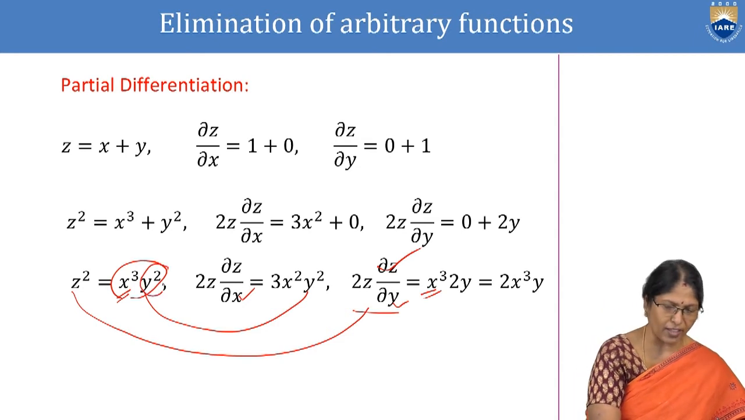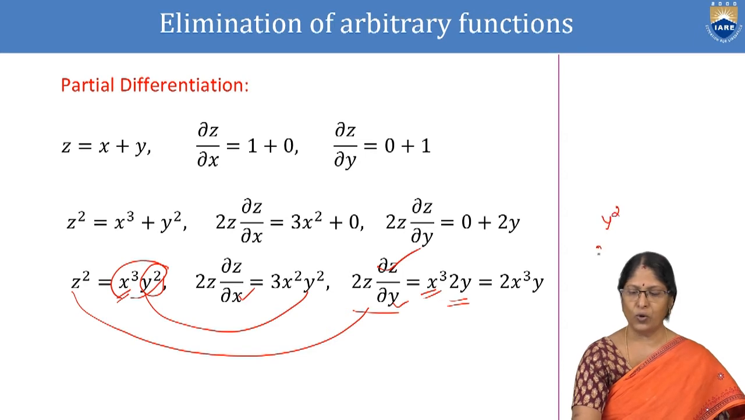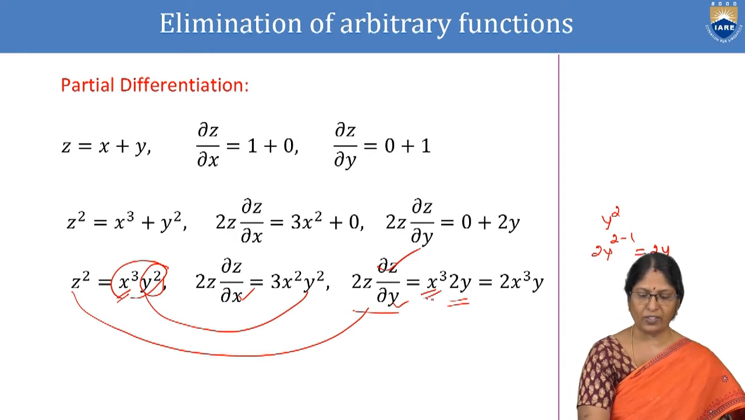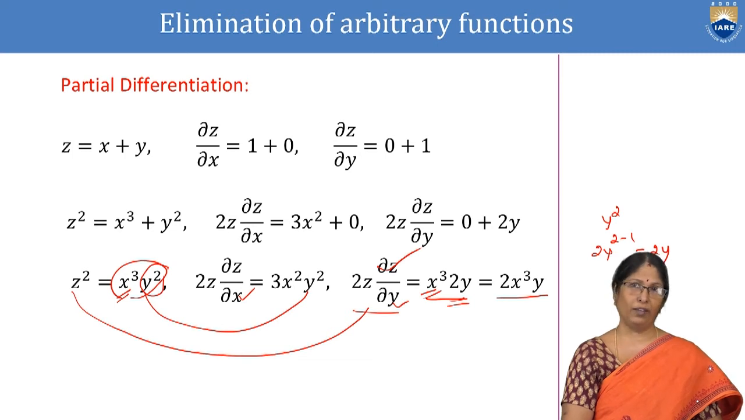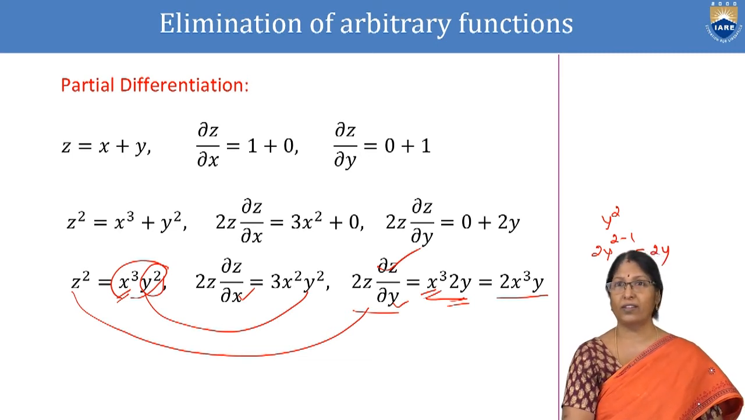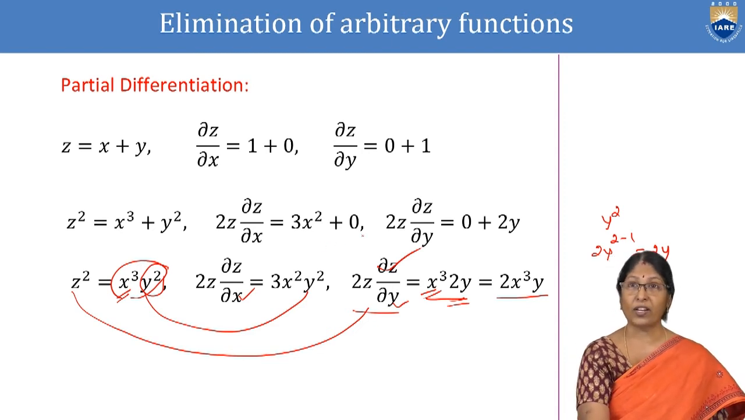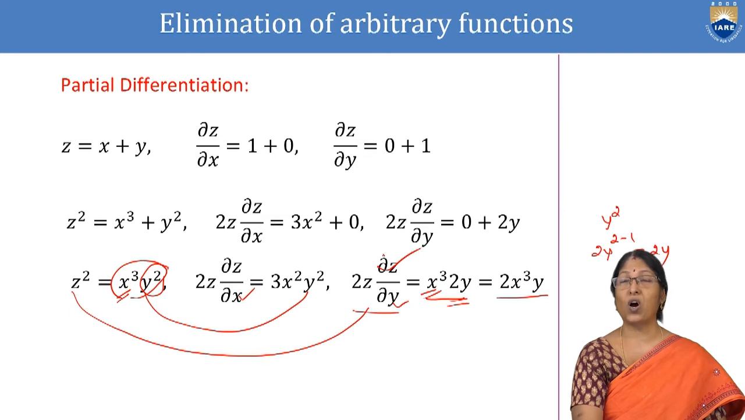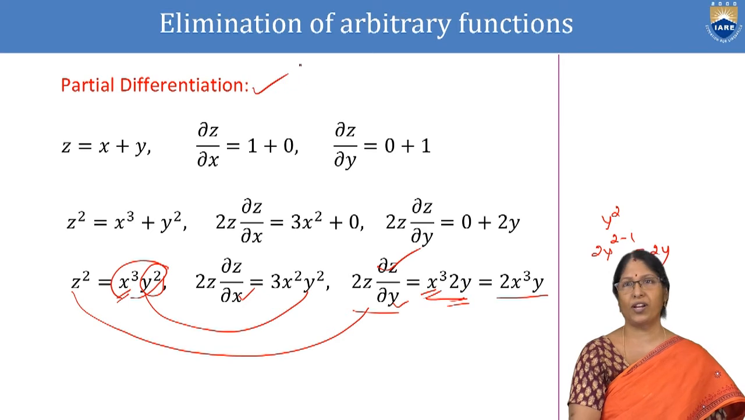So y square, the differentiation is, we applied the formula, 2y, the power is 2 minus 1 equal to 2y. So x cube into 2y, we got 2x cube y. So from this slide, we got a clear picture about it. The variables are combined with which operation? That is the most important basic thing. We have to know it along with the definition of partial differentiation.